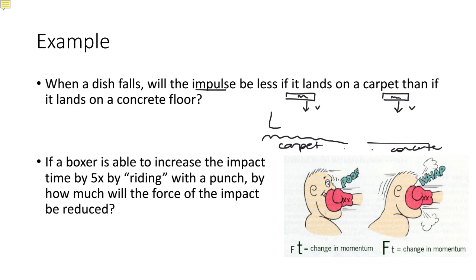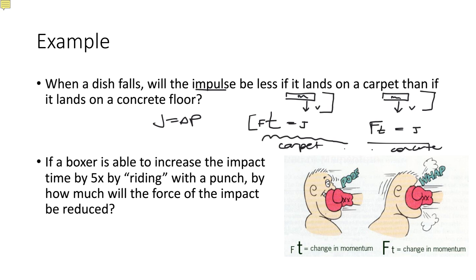So for the carpet, if you have a larger time, you'll have a smaller force, and vice versa for the concrete. But that doesn't change your impulse. Remember that impulse equals a change in momentum, and your momentum isn't changing in either of these examples, which means that your impulse is going to be the same. So you're not changing the impulse or the momentum. You're simply changing the ratio of force to time.